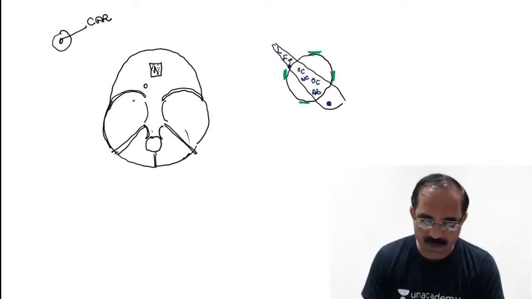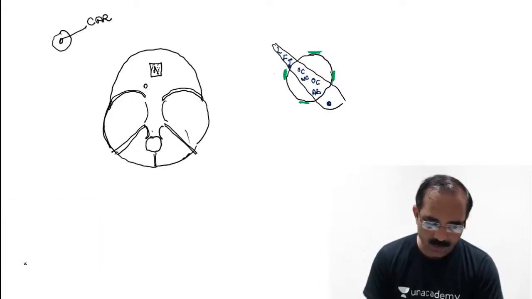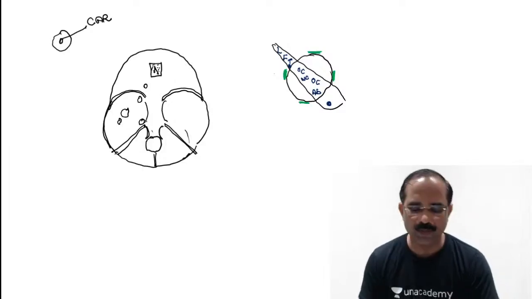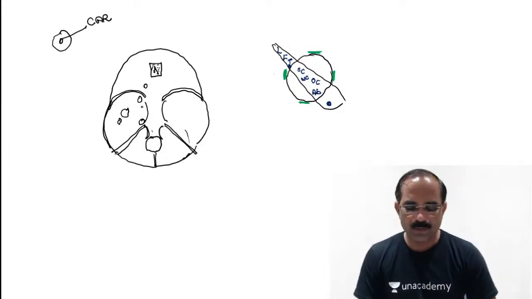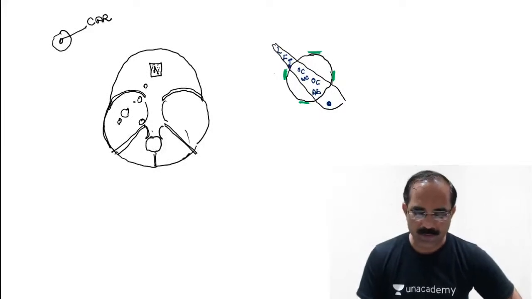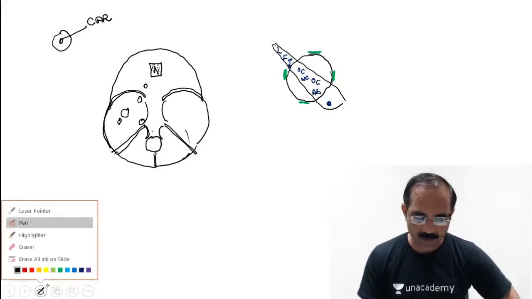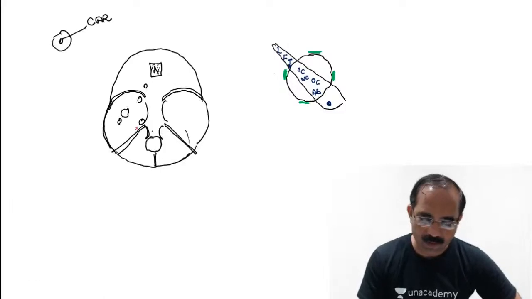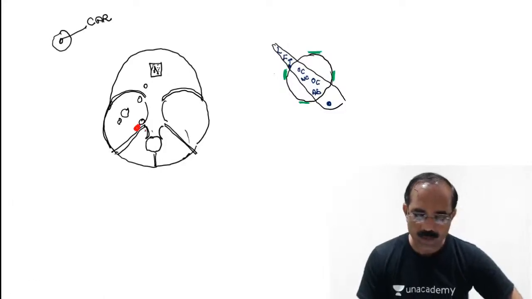What is this now? That's the middle cranial fossa. Students, can you quickly tell me what is this foramen? This is 1, this is 2, this is 3, and this is 4. You know, there's a ganglion sitting here. What is this ganglion known as?